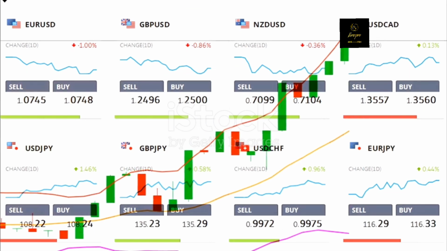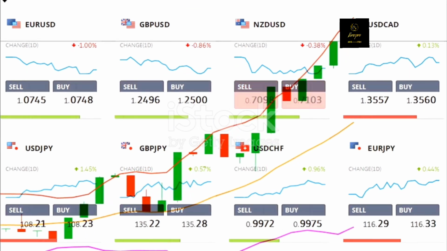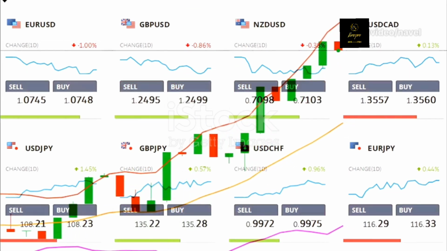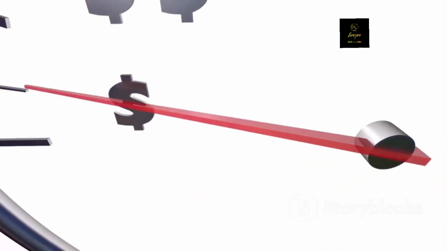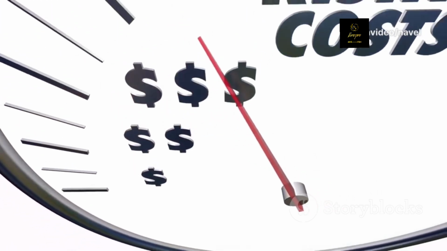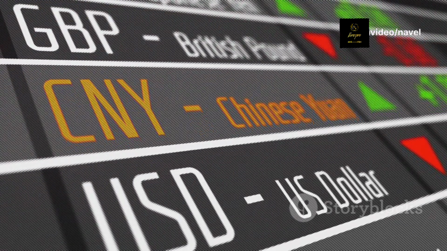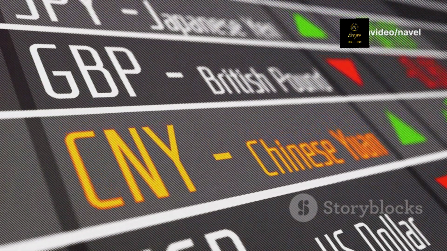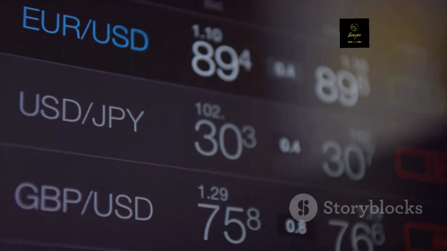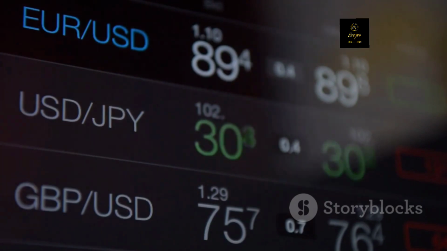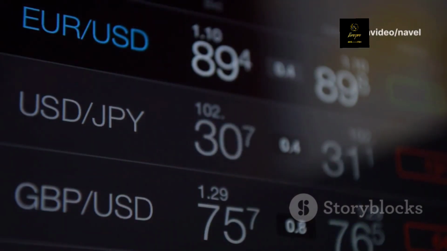Currency pairs. Your Forex building blocks. First up, let's talk about currency pairs. In Forex, you're always trading currencies against each other, not just buying a single currency. Think of it like a seesaw. One side goes up, the other goes down. Each currency pair is represented by a combination of two three-letter codes. You've got your majors, like the EUR/USD, Euro, US dollar, or USD/JPY, US dollar, Japanese yen.